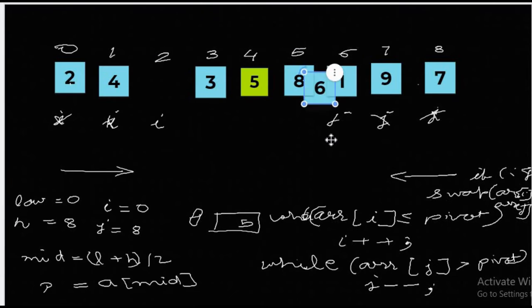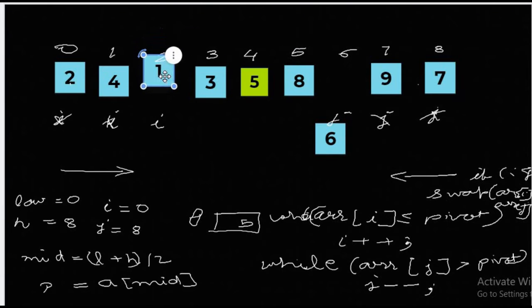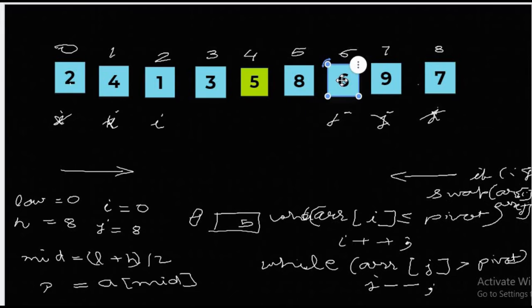So 6 should come here at this place and 1 should come here. Okay. Now again, remember, i++ and j-- after swapping. So after swapping, we are going to do i++ and j--. So i will now move here and j also. Again compare, if array[i] is less than or equal to pivot, yes, then do i++.